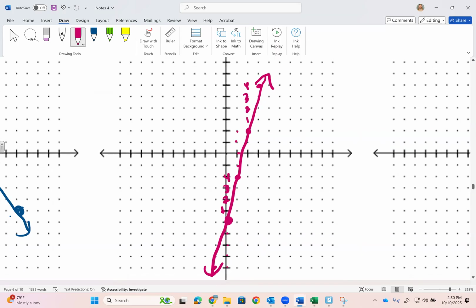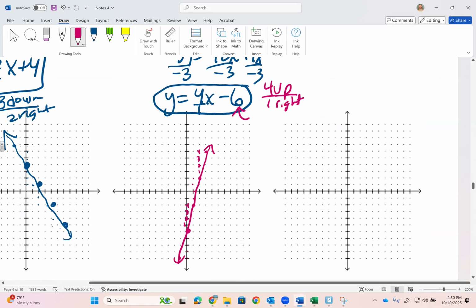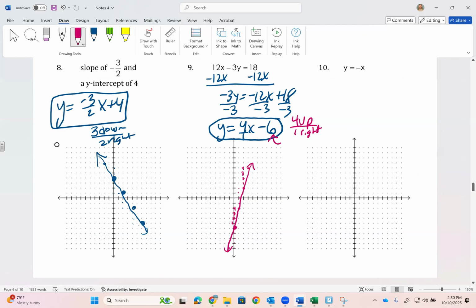All right, good job. The last one we're going to do on this line right here. I forget if there's more past it. Oh, we've got a whole 3 more. This is already solved for y, and the number in front of the x is a -1. So the y-intercept is at 0, because there's not a number added here. And your slope is -1.